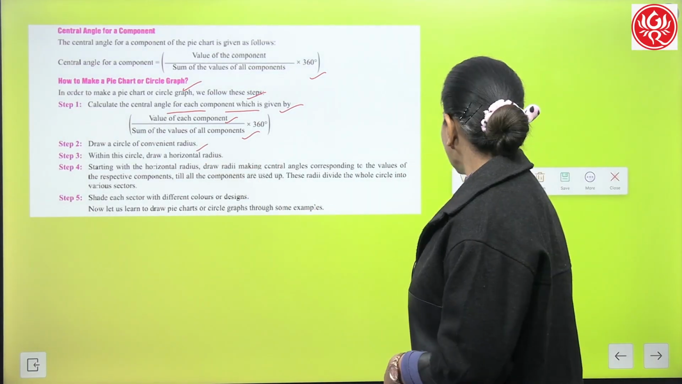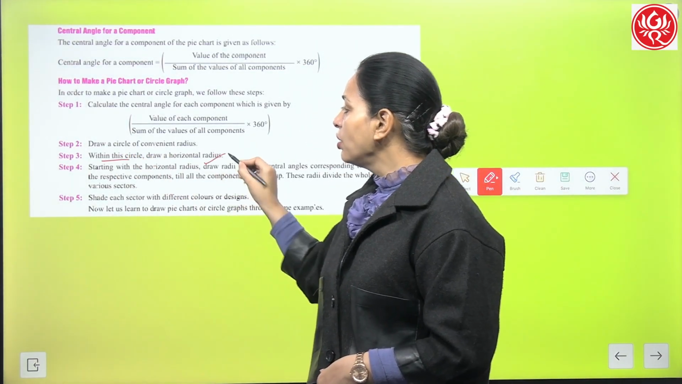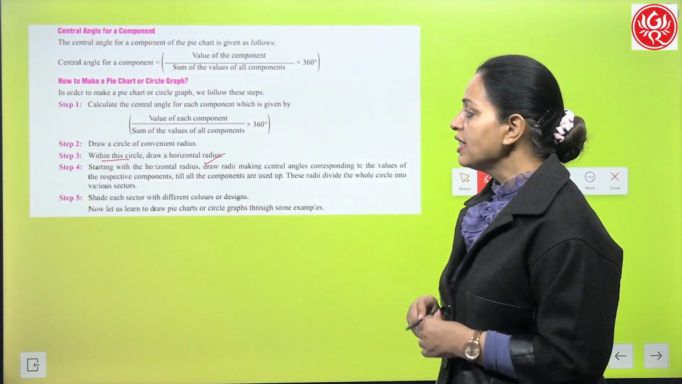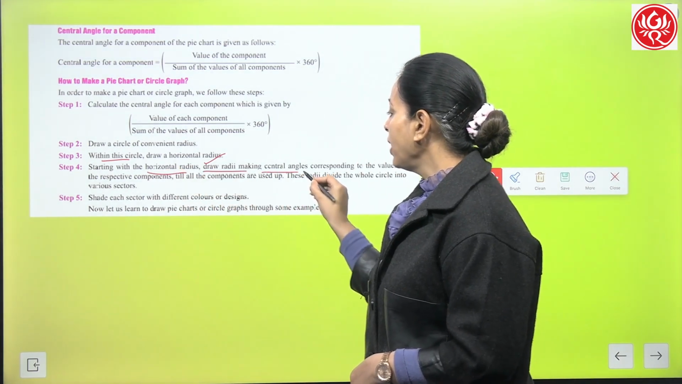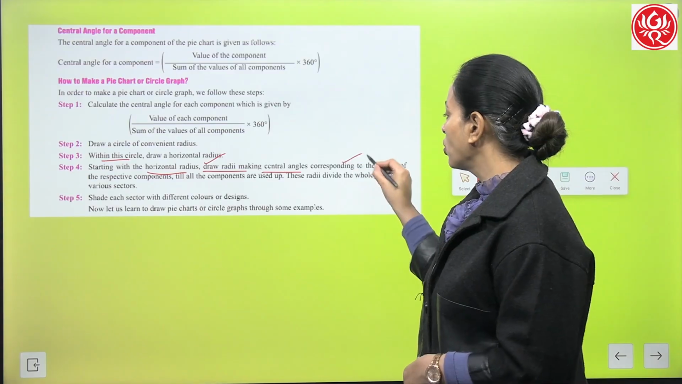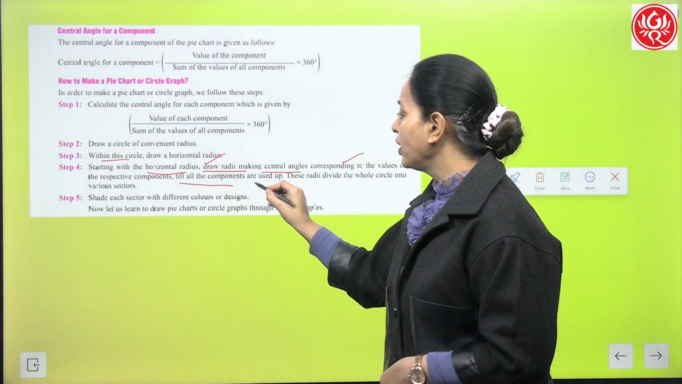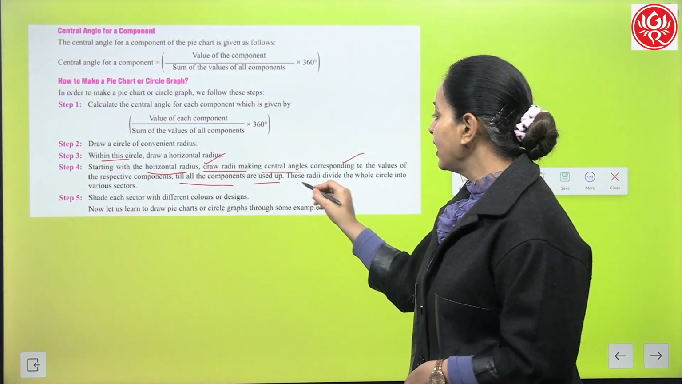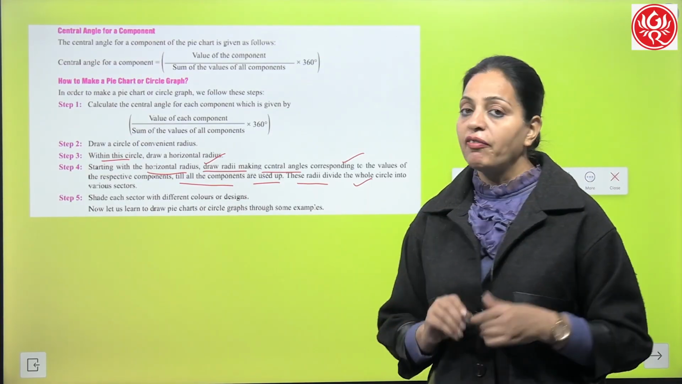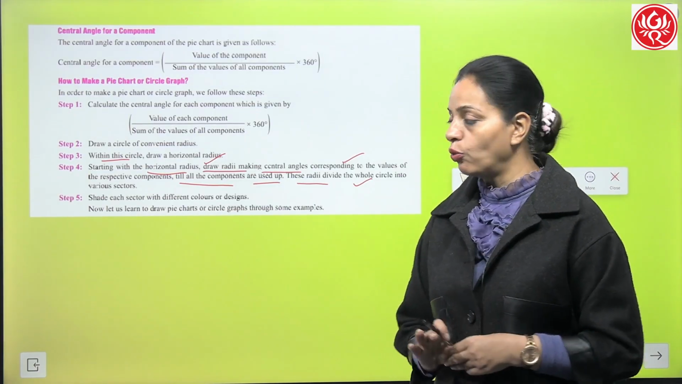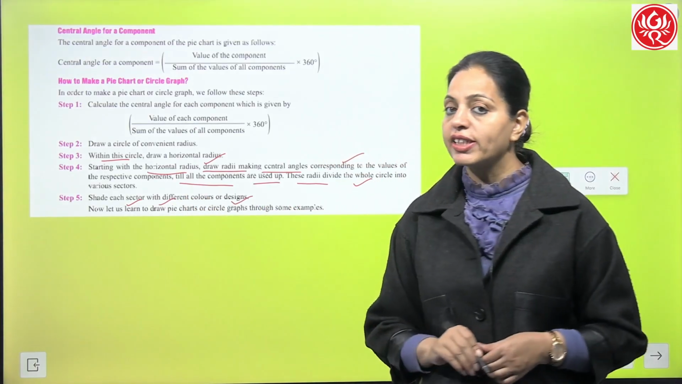Step 2. Draw a circle of convenient radius. Step 3. Within this circle, draw a horizontal radius. Step 4. Starting with the horizontal radius, draw radii, making central angles corresponding to the values of the respective components till all the components are used up. These radii divide the whole circle into various sectors. When you do a question, it will be more clear to you. Now step 5, shade each sector with different colors or designs.